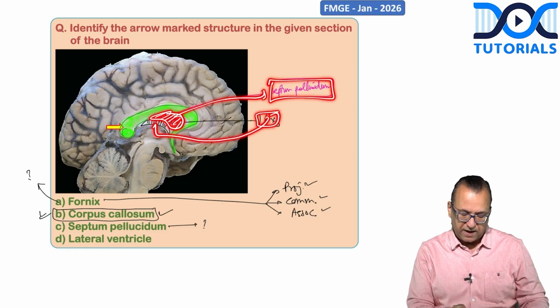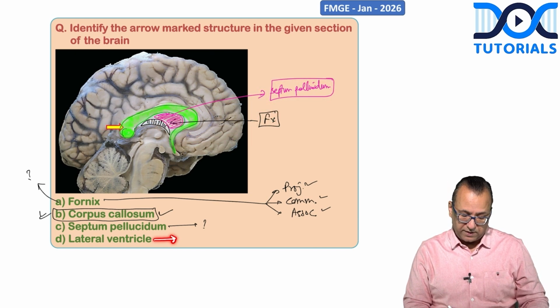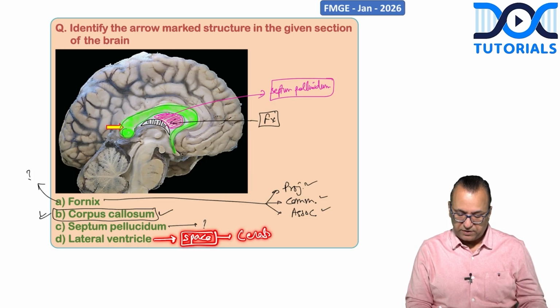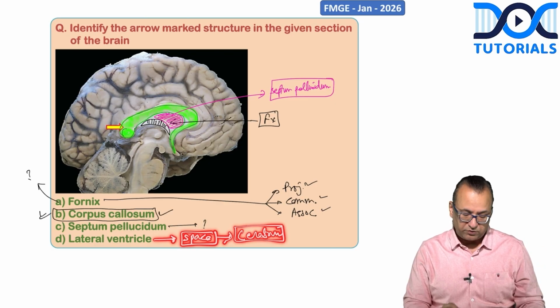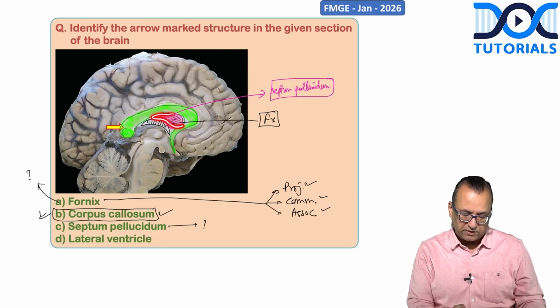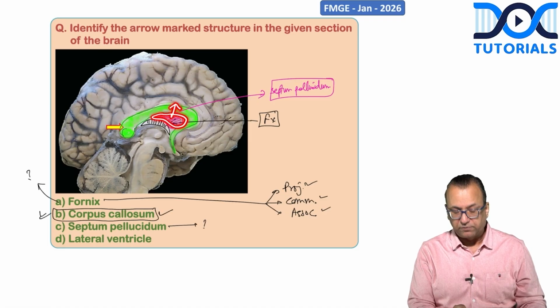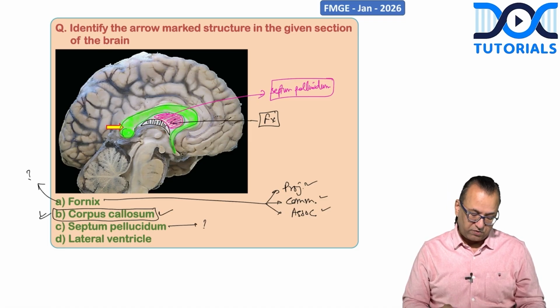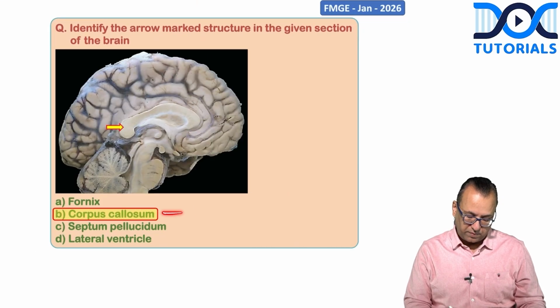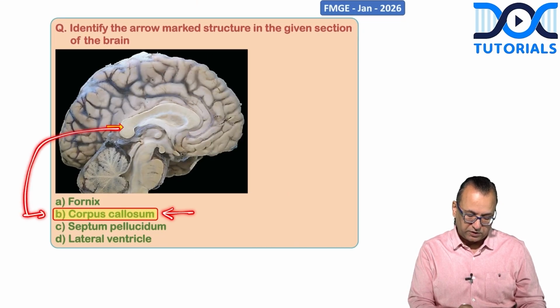Fornix is this black color which we are showing, and corpus callosum is the green color which we already have marked. Now, what about lateral ventricle? Lateral ventricle, as I mentioned, it is a space basically within the cerebrum, and separated by this septum pellucidum. You will find septum pellucidum is attached to corpus callosum superiorly and fornix inferiorly. But anyway, as we have got our answer, the answer should remain choice number B, the corpus callosum.